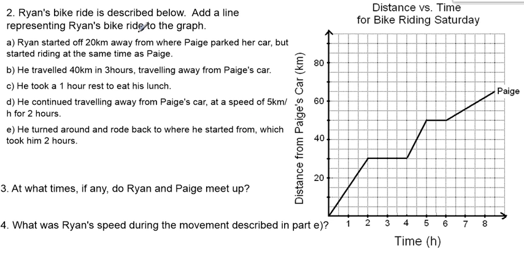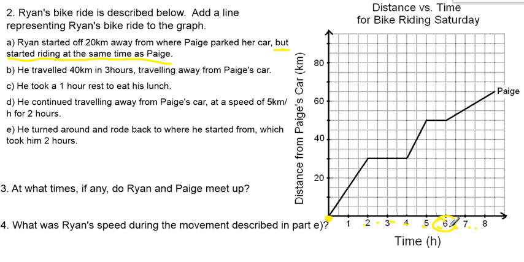Add a line representing Ryan's bike ride to the graph. So Ryan started off 20 kilometers away from where Paige parked her car, but started riding at the same time as Paige. Now, if you have the handout in front of you, you'll notice I added this part that's not given on the handout. But as I may have discussed in class, it is important to know if Ryan starts his bike ride at the same time or if he starts at a later time, right?